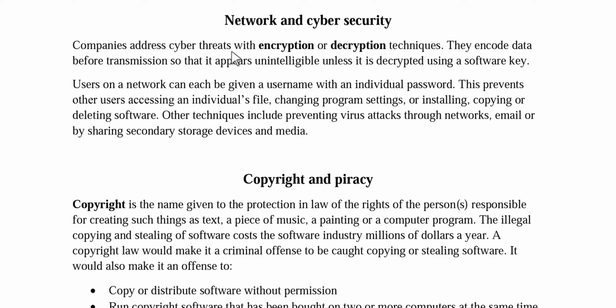Companies address cyber threats with encryption or decryption techniques. They encode data before transmission so that it appears unintelligible or unreadable unless it is decrypted using a software key. Users on a network can each be given a username with an individual password. This prevents other users accessing an individual's file, changing program settings, or installing, copying, or deleting software. Other techniques include preventing virus attacks through networks, email, or by sharing secondary storage devices and media.